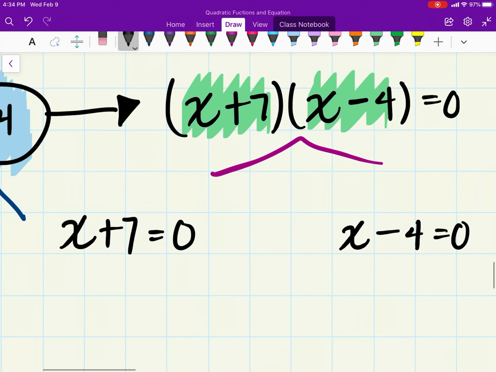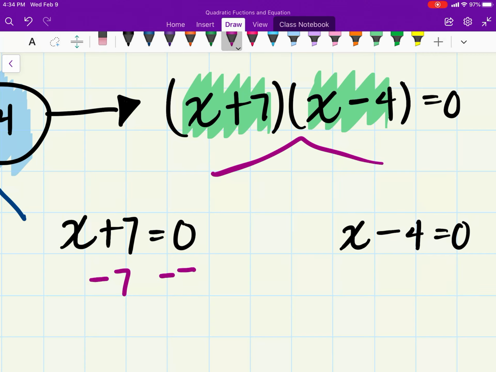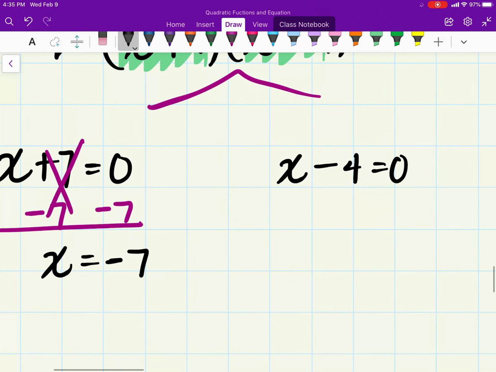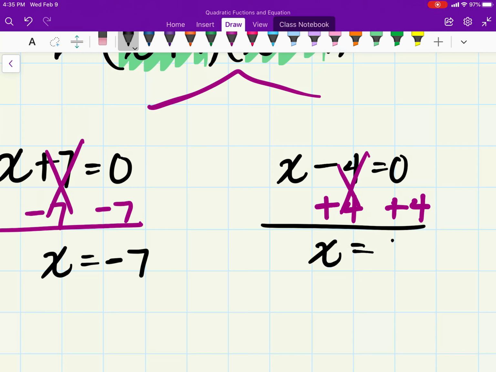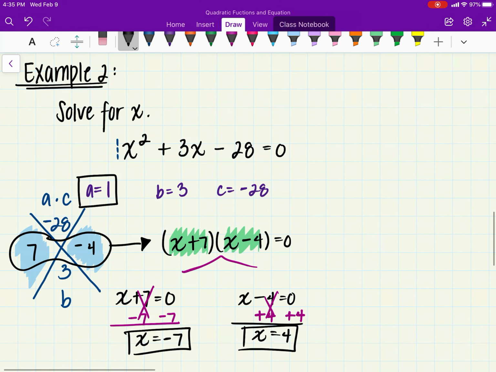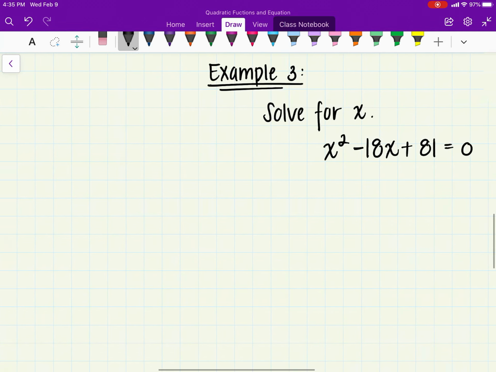Now let's go ahead and solve for x in this case, guys. On the left-hand side, I'm going to subtract 7 from both sides, and that's going to give us x equals negative 7. Now, moving on to the next one, we're going to repeat the same process. I'm going to add 4 to both sides, and in this case, x is going to equal a positive 4. So this here, guys, would be our solutions. That is example 2.